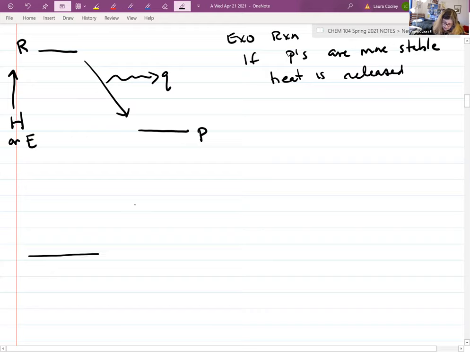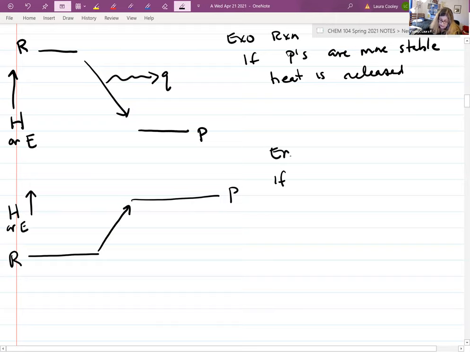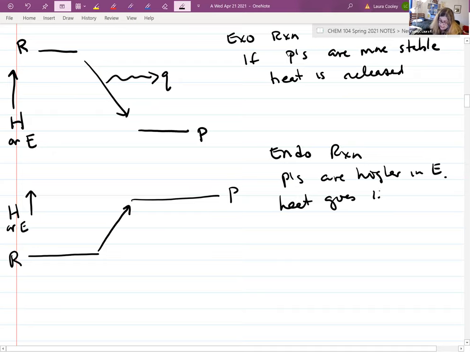On the other hand, if we have an endothermic reaction, then the products are higher in energy or higher in enthalpy. Heat goes into the system in order for that system to be able to get up to that higher energy. It needs the input of energy.